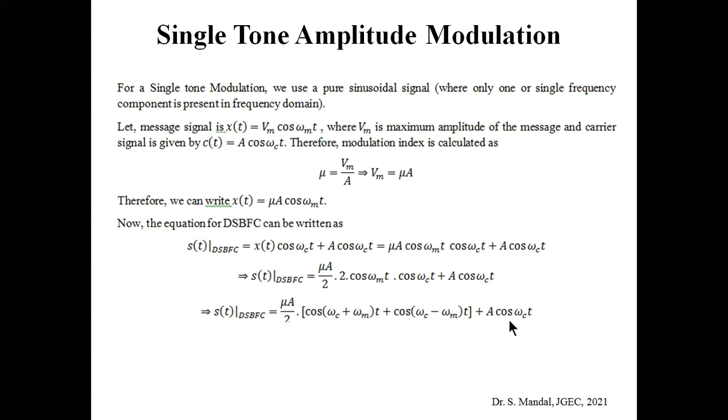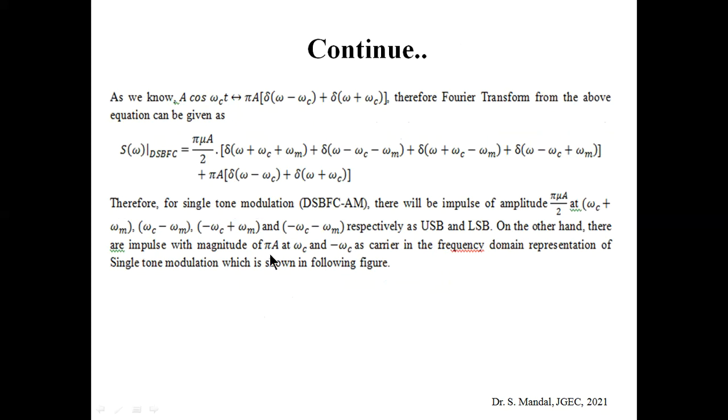As we consider DSB-FC, obviously there will be some kind of pilot carrier, that is denoted by A cos omega c t. Clear? Okay. Now we want to find out the spectrum or frequency domain representation of single tone DSB-FC signal. To know the frequency domain representation, we need to do the Fourier transform of the corresponding single tone DSB-FC equation.